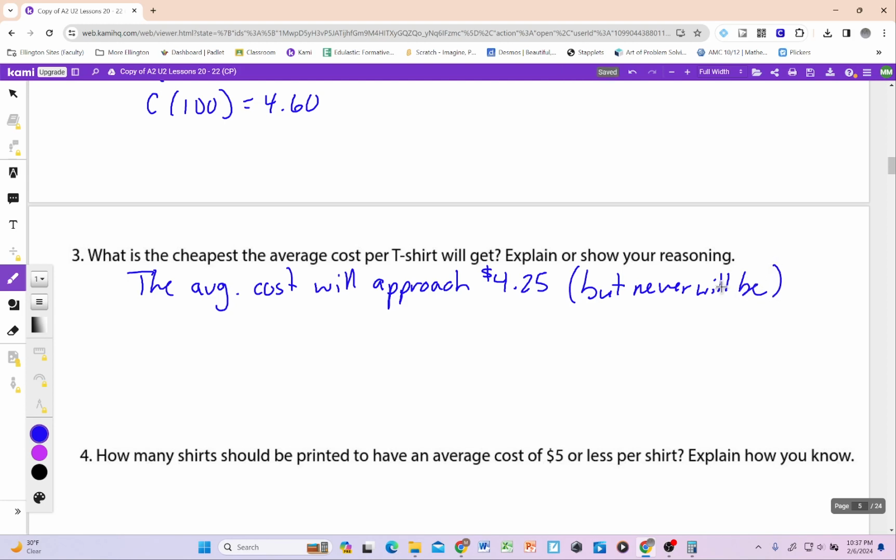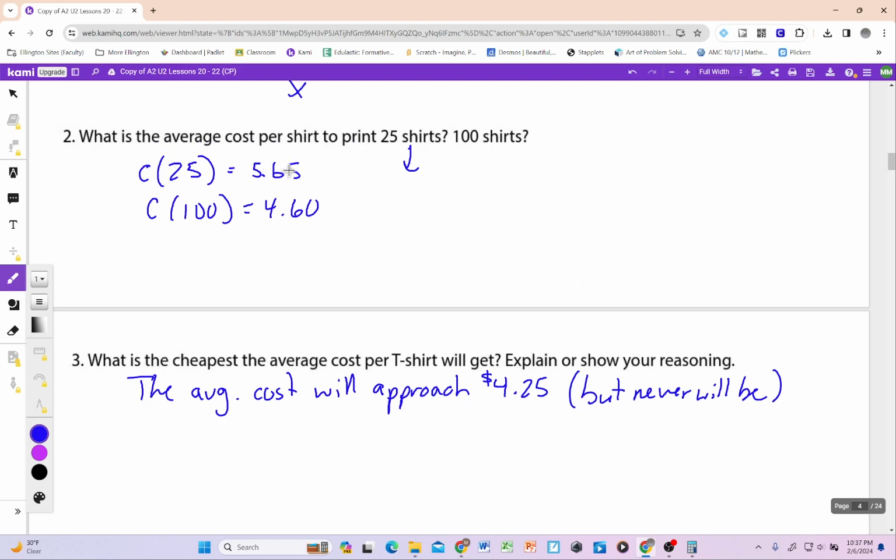Although you could make the case that there comes a point where you have literally fractions of a penny. Like if you made 10,000 t-shirts, the average cost would be just slightly over 425. It would be 425 and a fraction of a penny. So there will come a point where the average is essentially that. However, again, the point remains that the more t-shirts you print, the lower the average cost gets, just up until this point. So notice how at 25 shirts it's 565, and at 100 shirts it's 460.